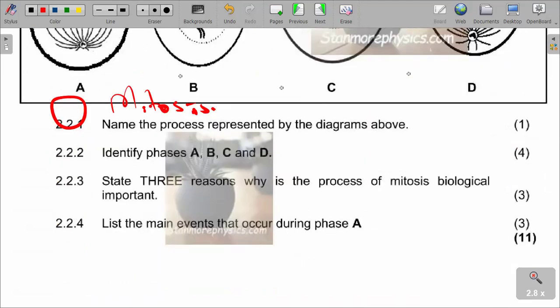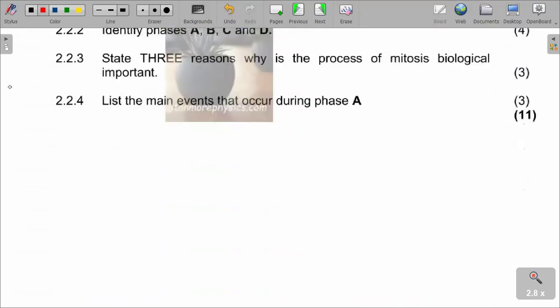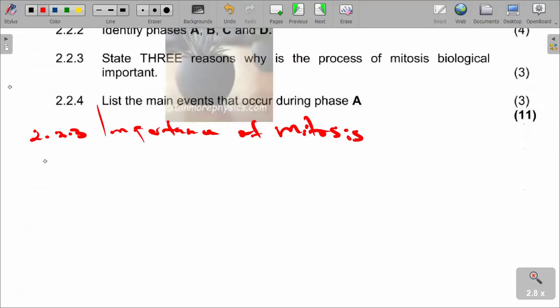State 3 reasons why the process of mitosis is important. 2.2.3, the importance of mitosis. I already mentioned at first that mitosis actually repairs damaged tissues.